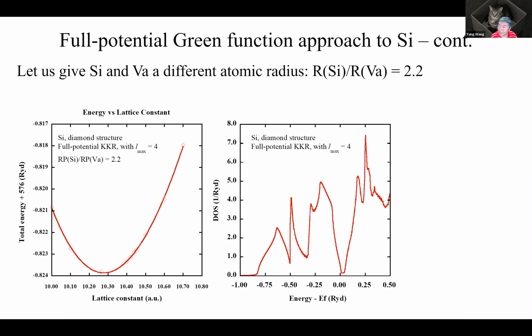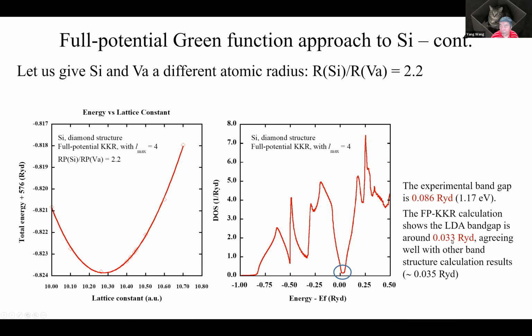I also calculated the density of states. It looks very sensible, and what you can find is a band gap here. If you look carefully, the experimental band gap is 0.086, and this band gap is 0.033, as we expect, because LDA calculations underestimate the band gap for silicon. This is comparable to other methods.